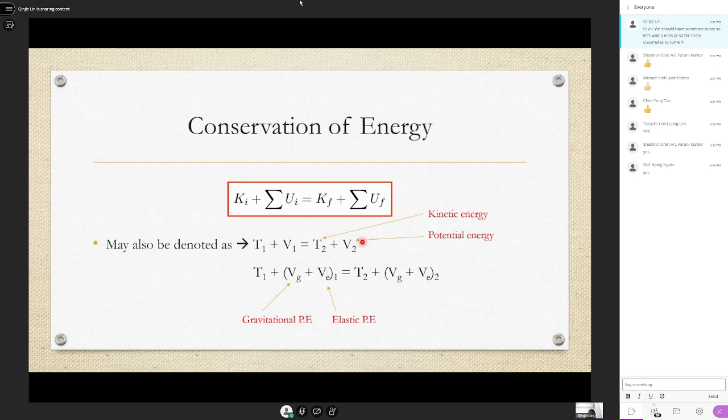So next time at work, or when you interact with others, you see different letters, you know it is denoting the same thing as long as you know the concepts. So this is the same because potential energy inside may have gravitational and elastic, so you have an additional term.